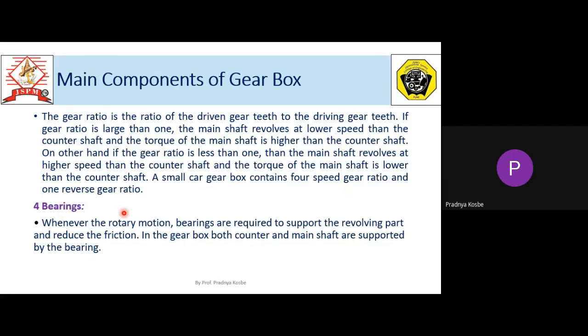Next are the bearings. Bearings support rotating elements, correct? So here the rotating element is the shaft. To support the shaft, bearings are there. Whenever there is rotary motion, bearings are required to support the revolving part and reduce the friction. In the gearbox, both the counter shaft and main shaft are supported by bearings.